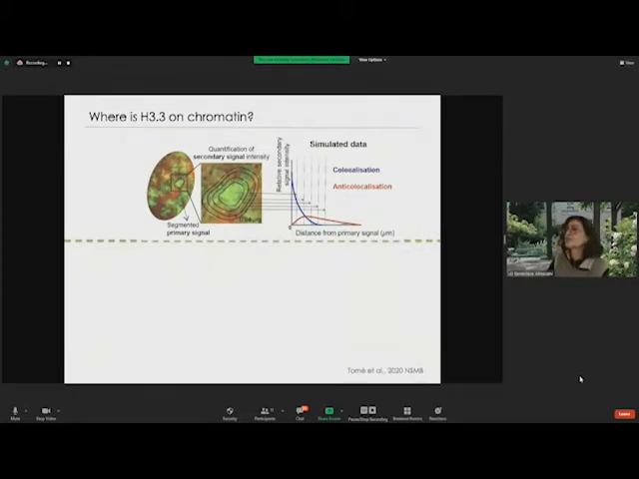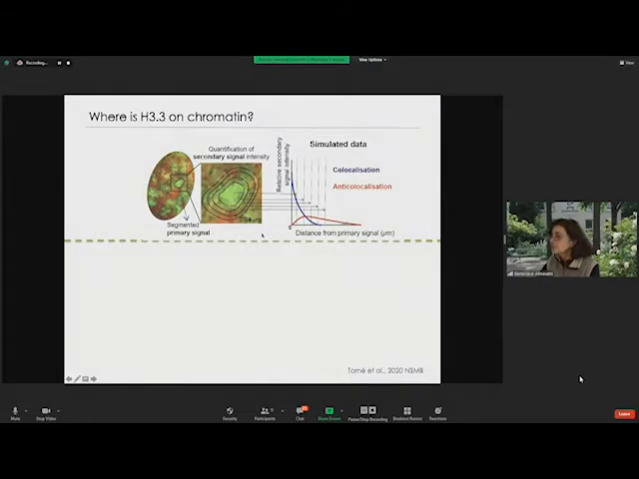So then we wanted to look at where H3.3 can be located in chromatin. We use this approach where we can quantify the signal corresponding to the factor of interest and compare it by segmentation to a second signal. In this way, when we simulate data, we get a shape indicative of colocalization in blue, or anti-colocalization, when we do the quantification with this various area by segmenting the primary signal and comparing to the second.